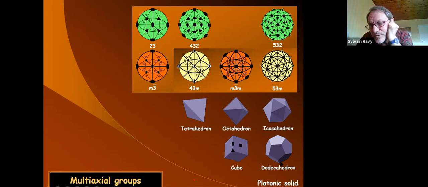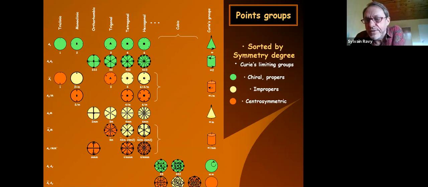And then you have the five-fold symmetry polyhedra, which are called the icosahedron and the dodecahedron, which have the most complex symmetry of all these point groups, 5 bar 3 bar m, where you can see we have five-fold symmetries, three-fold symmetries, and two-fold symmetries. Okay, so those are the multi-axial groups, and again, everything is indicated in this table.